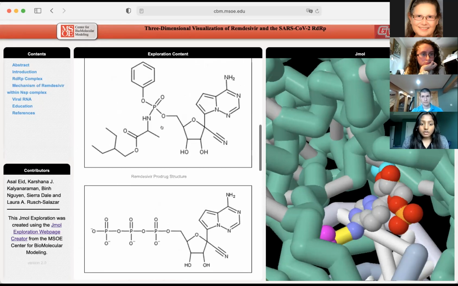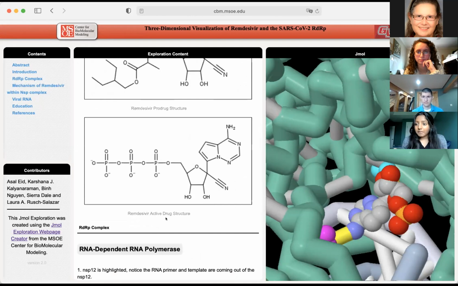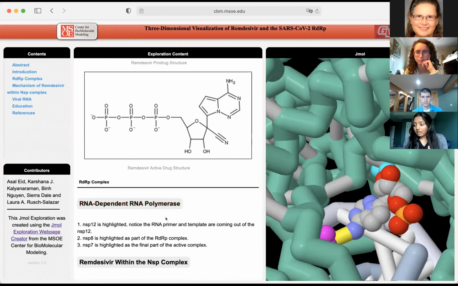Here, I can show you that remdesivir is inserted as a prodrug and then loses this part, which carries it in, and becomes phosphorylated with 3 phosphates here, and it mimics adenosine, as they had pointed out earlier, and therefore it goes and binds onto the RNA.